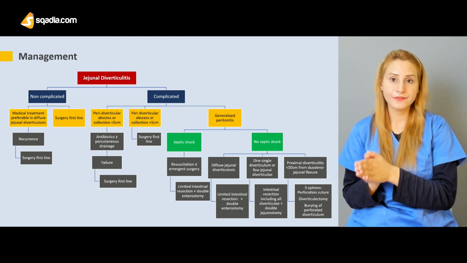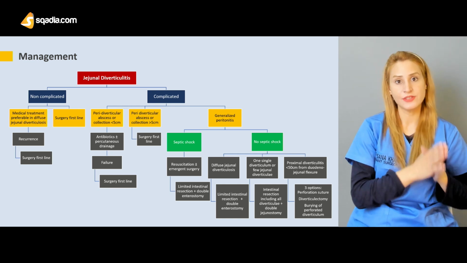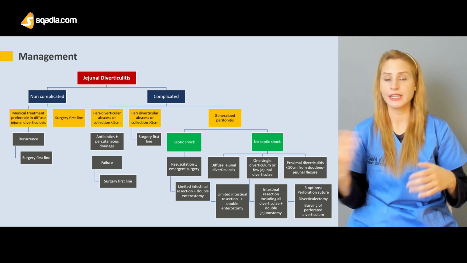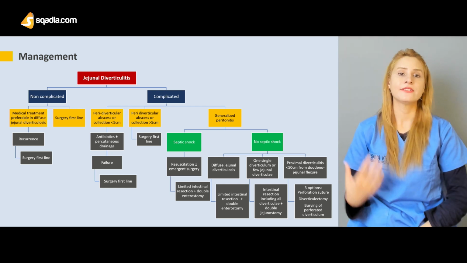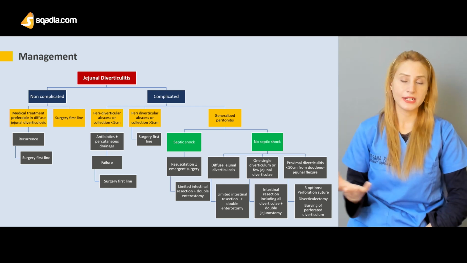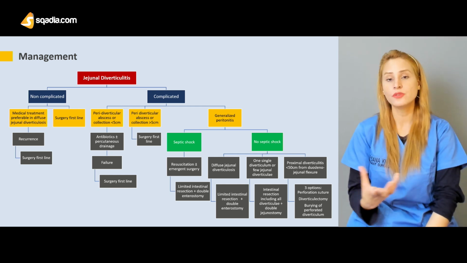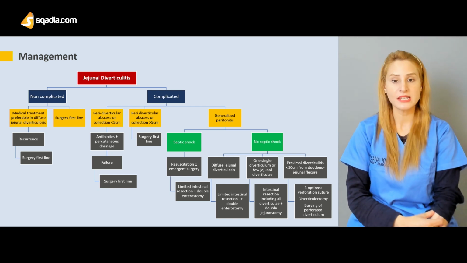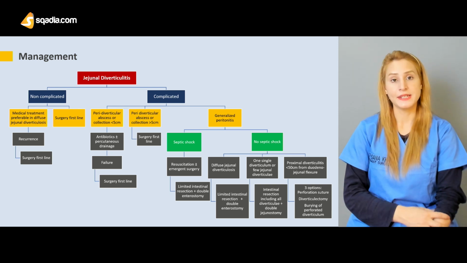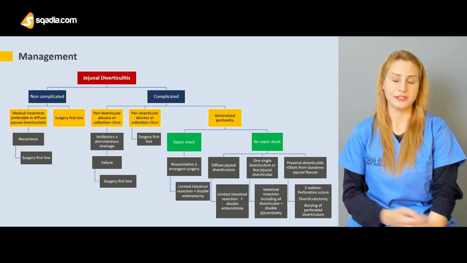Okay, so if there is no septic shock and there's a diffuse jejunal diverticulosis, again, you go for the resection and you can go for a primary repair. But if one single jejunal diverticulum or a few jejunal diverticula are present, then you can go for intestinal resection, including double enterostomy.